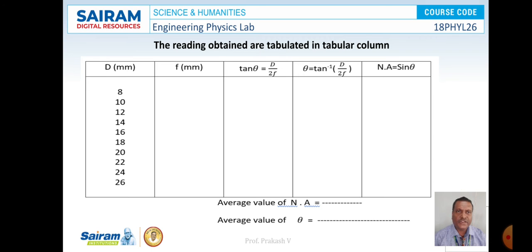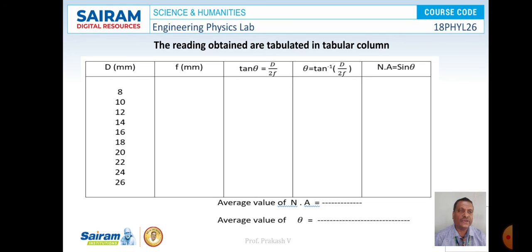The experiment is repeated by moving the source away from the screen, and hence the diameter of the spot keeps on increasing. We have to record the readings for the diameters 10 mm, 12 mm, 14 mm, 16 mm, 18 mm and 20 mm. Like this we conduct the experiment by moving the source away from the screen, and as the diameter of the spot increases in equal steps, we record the corresponding value of f, and hence tan theta, then theta, and then the numerical aperture is calculated.